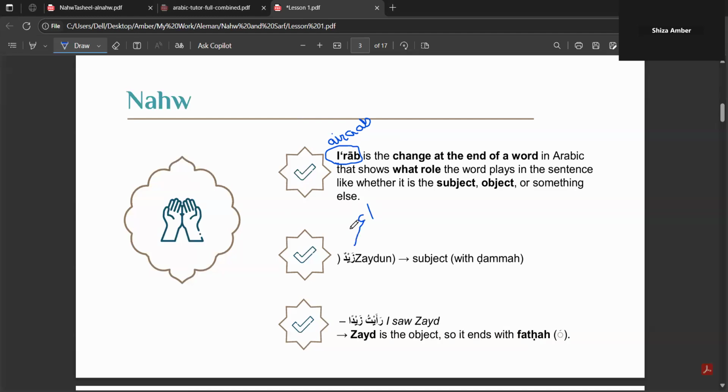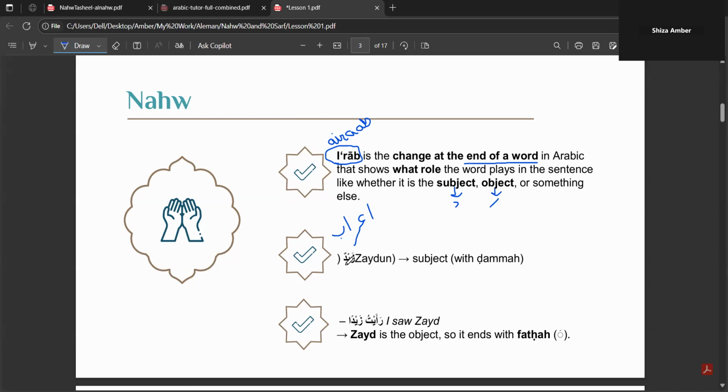So Arab is the change at the end of a word. It's the haraka which is present at the end of the word in Arabic. That shows what role the word plays in a sentence, like whether it's the subject or the object or something else. For subject, I told you that it will always have a dhamma, and for object, I told you that it will always have a fatha. So by Arab, I mean the ending of a word.